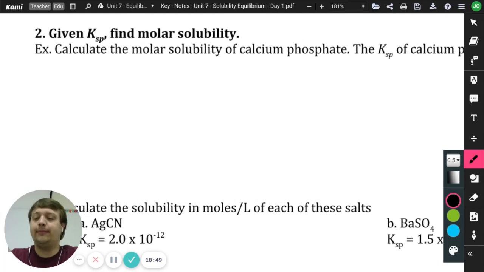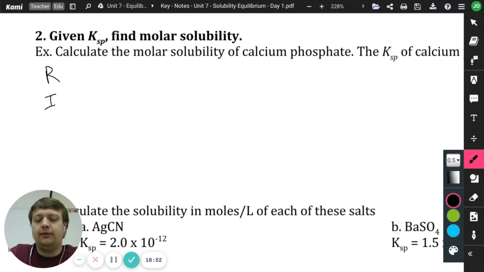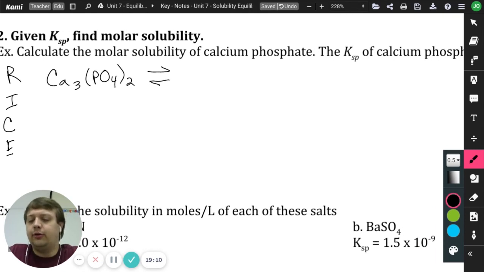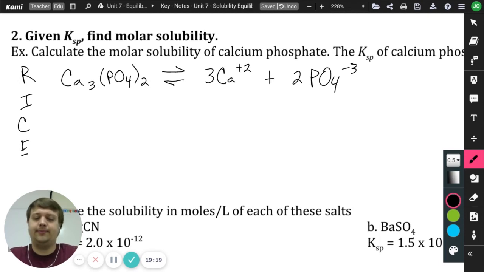So what do I need to do? First thing, this is Rice. So first off is to write our reaction. So I have calcium phosphate in a reversible reaction, and it is going to produce 3 calcium ions and 2 phosphate ions. Now, here's something to note. Again, this is a solid, so we do not take it into account when we're doing these Rice tables or when we're doing anything with equilibrium, right? So again, this is solid, so we won't take it into account.